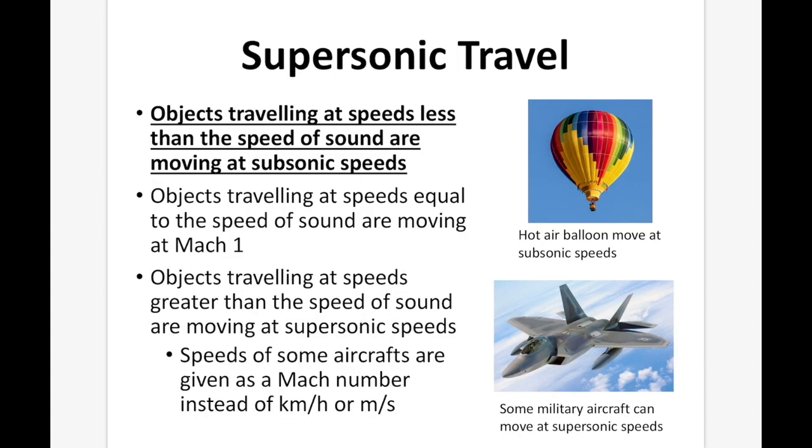Supersonic travel. Objects traveling at speeds less than the speed of sound are moving at subsonic speeds. For instance, hot air balloons move at subsonic speeds. Objects traveling at speeds equal to the speed of sound are moving at what's called Mach 1. Objects traveling at speeds greater than the speed of sound are moving at supersonic speeds. If you're at the speed of sound or greater, sometimes you're going to be given a Mach number as your speed. So a lot of planes can travel at Mach 2 or Mach 3.